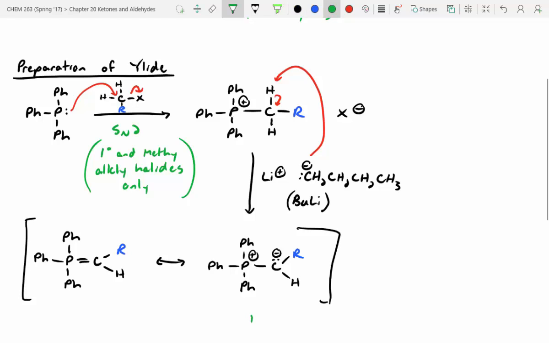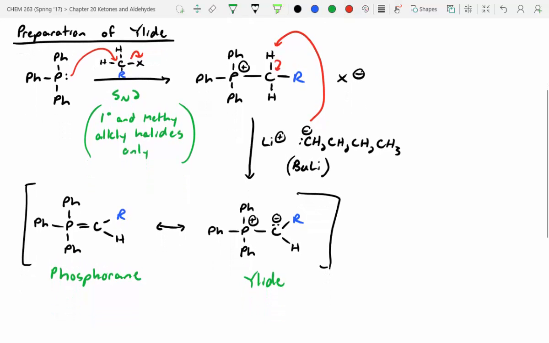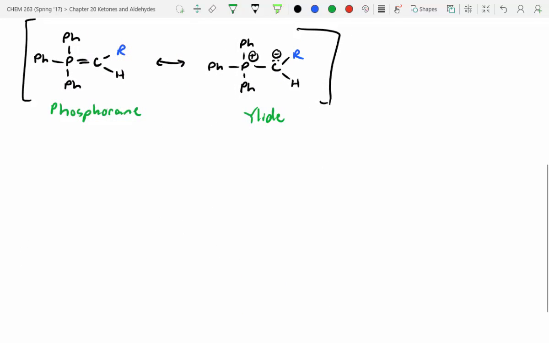So it exists kind of in two forms. This one's called the ylide, and then this is called the phosphorane. You can show it either way. So you may see reactions where they show it in the ylide form, where it's zwitterionic, and you may see it shown with the double bond between phosphorus and carbon. I'm fine with either. Normally, I show the ylide so you can see that negative charge. That way we know that carbon's the nucleophile. So let's see the overall mechanism. This one gets kind of funky.